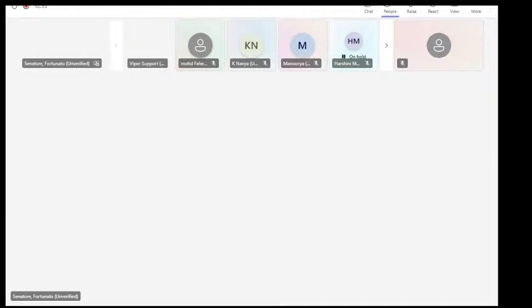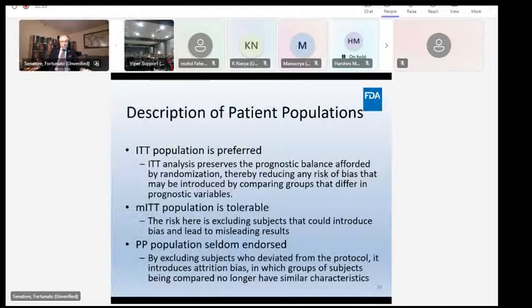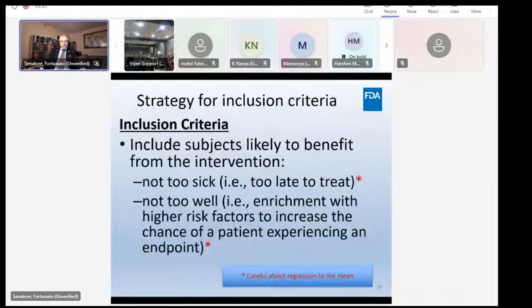The modified intention to treat population is okay, it's tolerable. The risks here are excluding subjects that could introduce bias and lead to misleading results. And the per protocol population is seldom endorsed. So if you're working for a drug company and you want to propose a per protocol population as the population you will analyze, by excluding subjects who deviated from the protocol, it introduces attrition bias in which groups of subjects being compared no longer have similar characteristics.